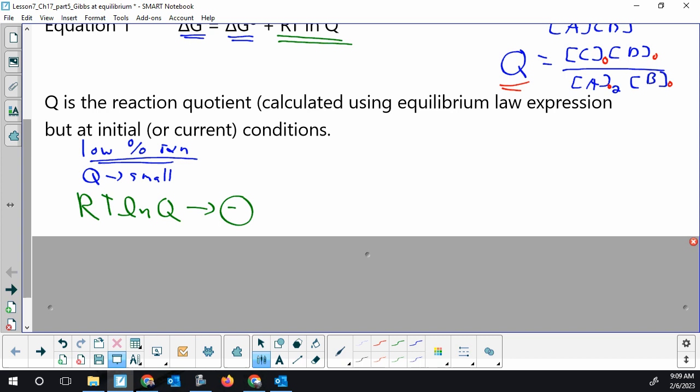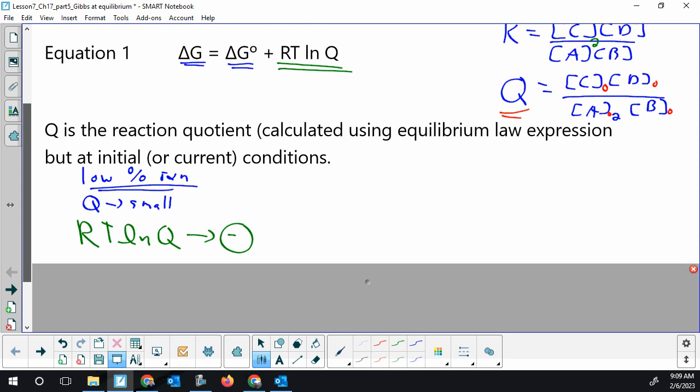And when we think of what makes a reaction exergonic or spontaneous, we need a negative delta G. So when we are at the very beginning, we have very little amount of product, we have a lot of reactants, that green piece is likely to be negative. And the earlier you are in the reaction, the more negative it is. Versus if you have a high percent reaction, or just a lot of products, everything's going to flip.